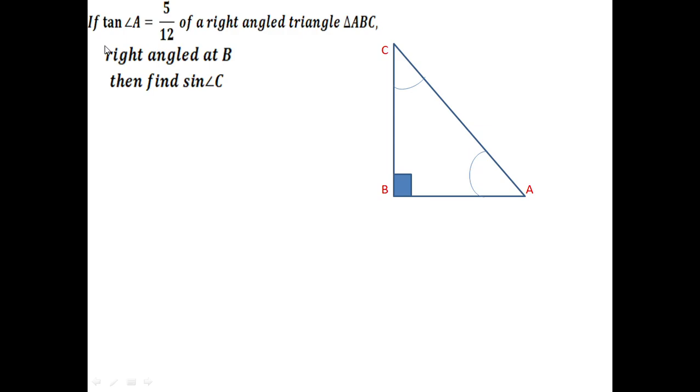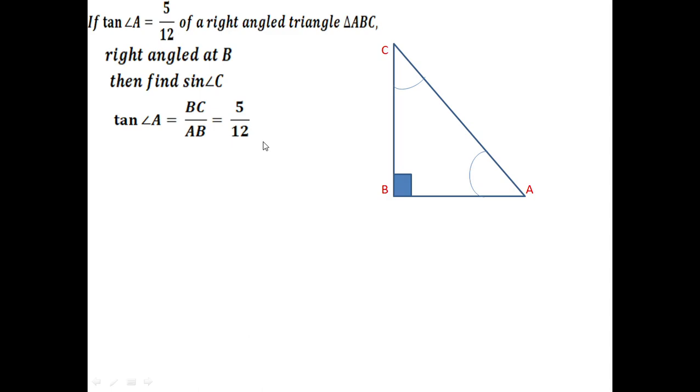So how to do this question? First of all, let us focus on the given condition. Tan of angle A is equal to 5 by 12. Tan means opposite by base. So tan of angle A in context of this triangle is opposite BC by base AB. So BC by AB is equal to 5 by 12.